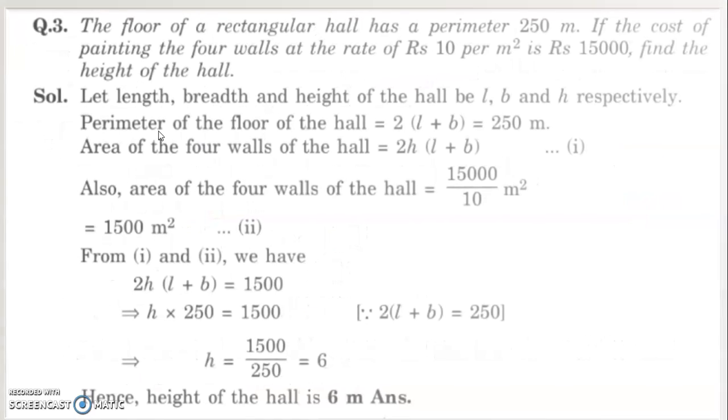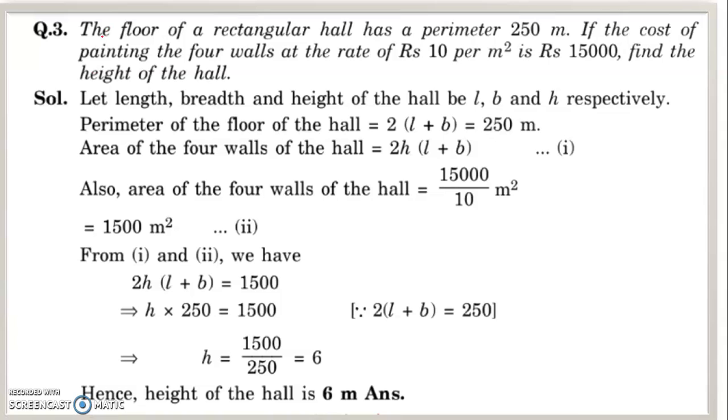Question number 3. Now see, it is saying the floor of a rectangular hall has a perimeter. So what is the perimeter of a rectangle? Twice length plus breadth. From the question also you have to understand, student, what the question is asking. From the question you will get a hint. That is why I tell you, when you read a maths question, read very slowly and try to understand what the question is asking.